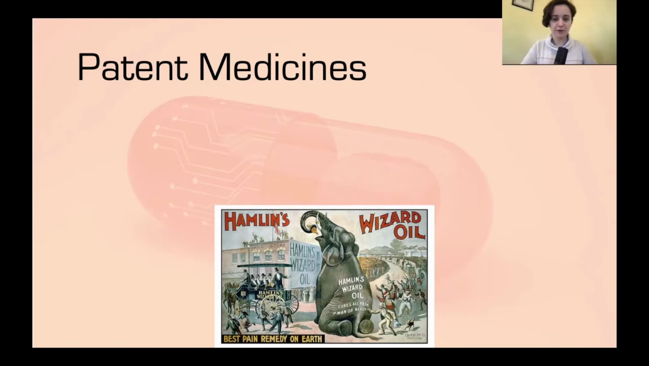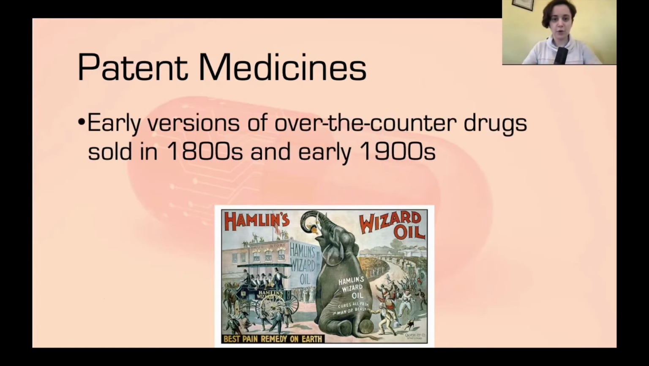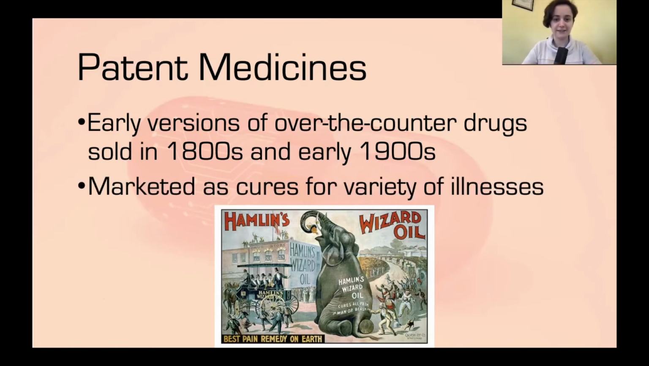Moving forward to about the 1800s, we begin to see the development of patent medicines. These were in some ways the first over-the-counter drugs available in the United States. And they were oftentimes marketed as cure-alls, good for what ails you.